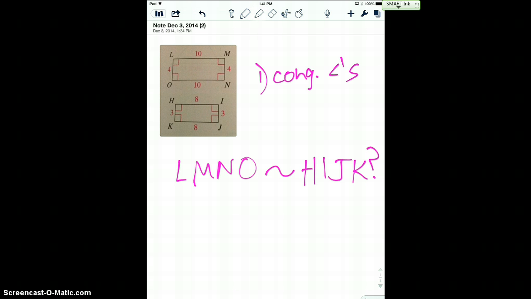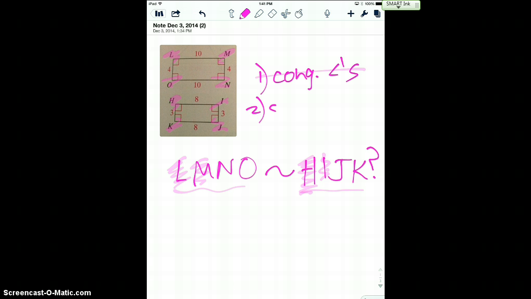So I look at, this statement is super important. I'd look at, is L, that's supposed to correspond with H, are L and H congruent to each other? Check, yes. Are M and I congruent to each other? Check, yes. All right, you can see that J and N and K and O are congruent to one another. So we are good there. This is check, we're good.